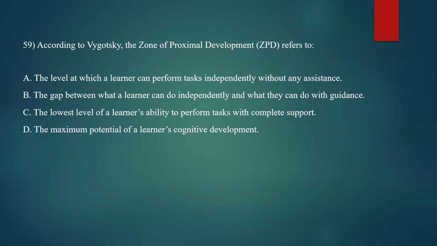59. Yeah, it's related with Vygotsky. Between what the learner can do and what they can do with guidance. Option number B, right? Zone of proximal development, ZPD. Do you remember that?